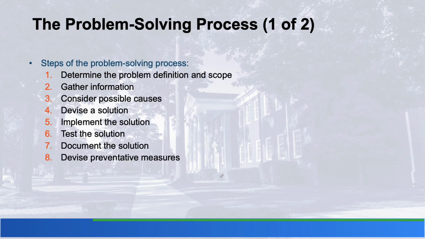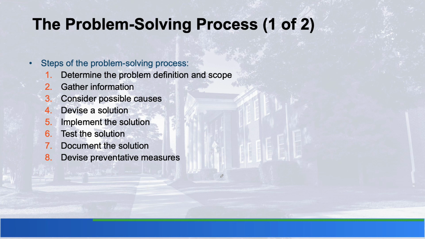Once we have our documentation together, we can start the problem-solving process. These are the steps of the problem-solving process. Determine the problem definition and scope. Then we gather information. Then we consider the causes, right? That's called creating a hypothesis, right? So this is basically the scientific method. You've seen this before in your science classes. In your chemistry classes, they talk about the scientific process, the scientific method.